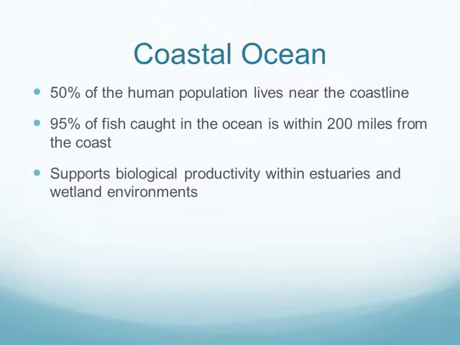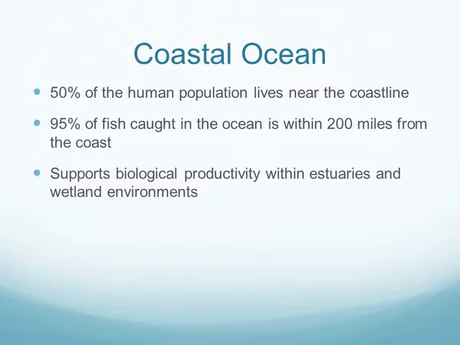Okay, so the coastal ocean. 50% of all of the human population on Earth lives near a coastline. So that's usually within, say, 50 miles of coastline. 50 miles? No, sorry. Your textbook tells you of a specific range. It might be 20 miles actually. But essentially, the majority of the population lives near a coastline.